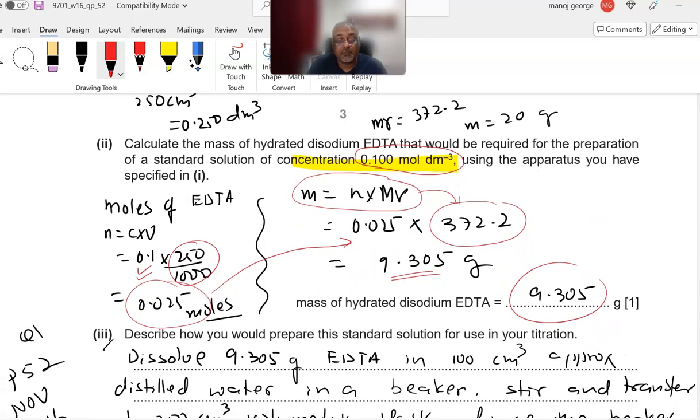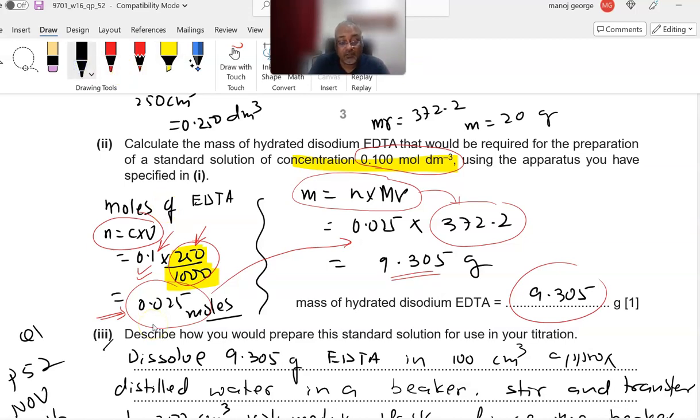The next question asks how you would calculate the accurate mass of EDTA that you need to prepare 250 cm cube of a standard solution of 0.1 mole per dm cube. They want you to make 0.1 mole per dm cube. Since we are using a 250 cm cube volumetric flask, we already know the volume and the concentration that we need, and of course we know the formula n equals C times V. So we can punch in all the information to get the value of the moles. Remember, to convert cm cube into dm cube, you need to divide by 1000. That's the reason why the 250 cm cube was divided by 1000.